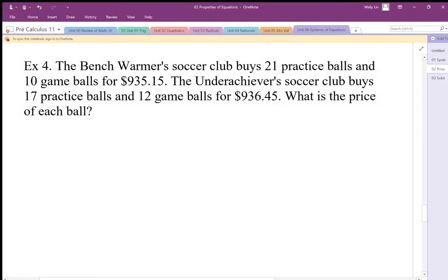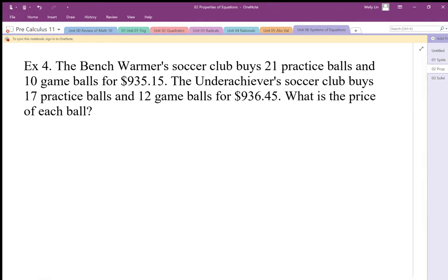This soccer club wants to buy 21 practice balls and 10 game balls for a total of $935.15. So the Underachiever soccer club buys 17 practice balls and 12 game balls, but they paid $936.45. Now, the practice balls for both teams cost the same. The game balls for both teams cost the same. And we want to know the price of each ball.